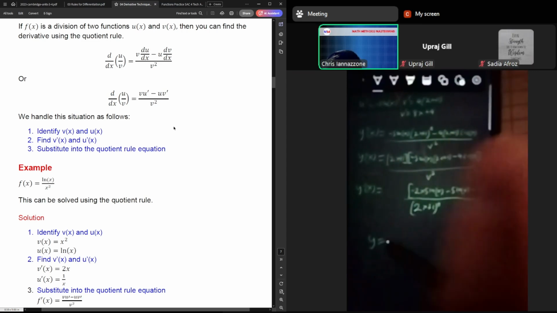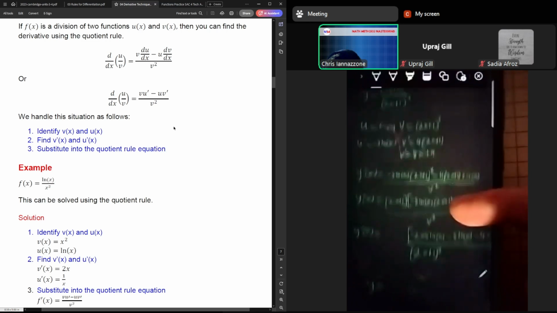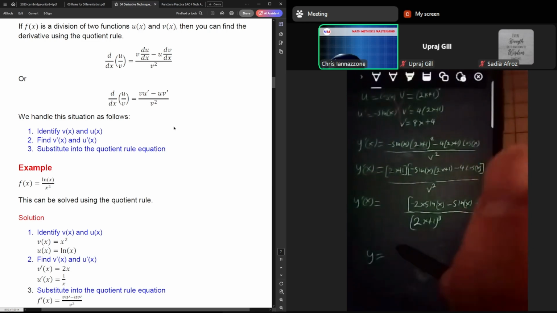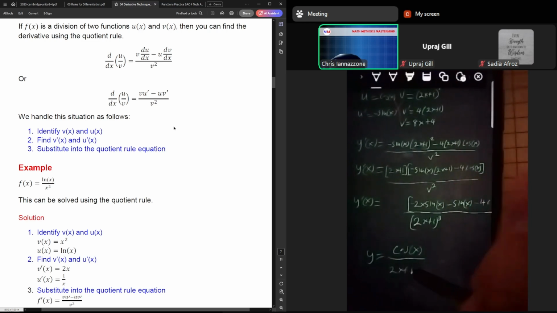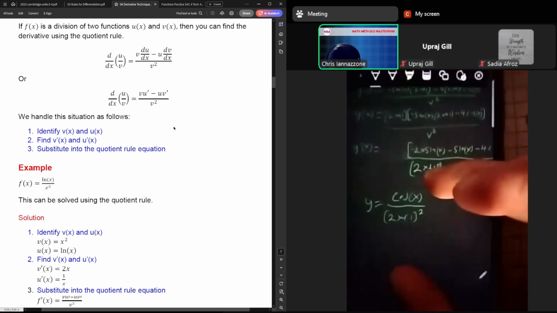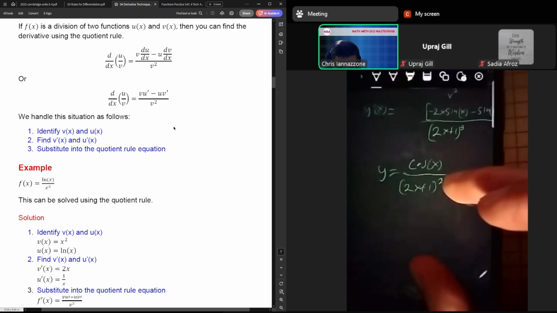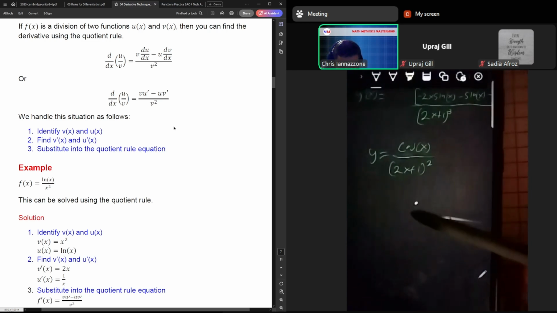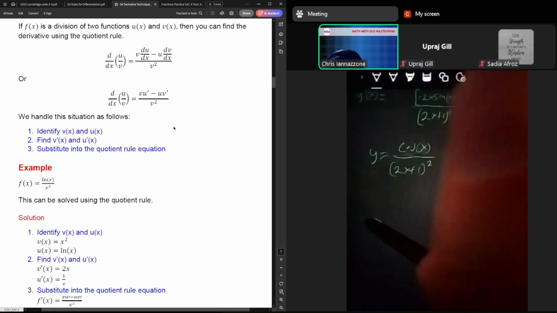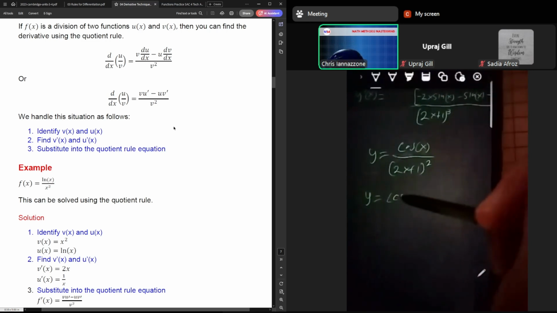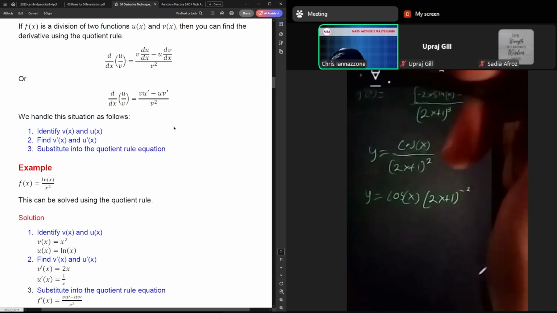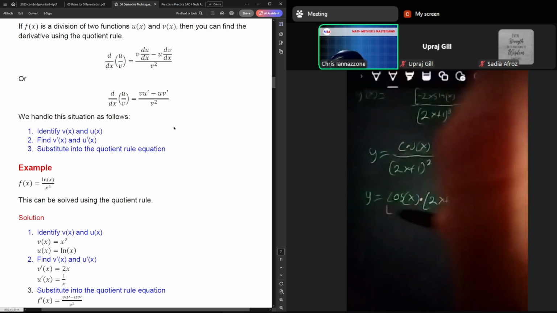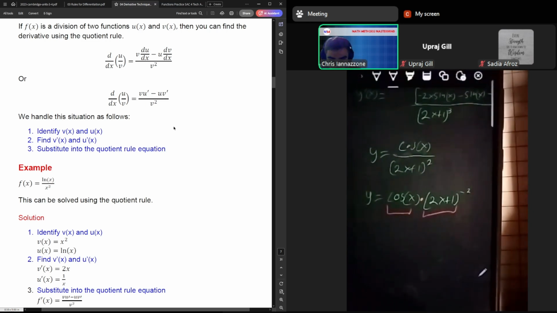So we would have had cos x over 2x plus 1 all squared. There's a way to rewrite this to be a product rule, and that's if you use a negative index on this. y equals cos x times 2x plus 1 to the power of negative 2. Now you have a product of two terms instead of a division.